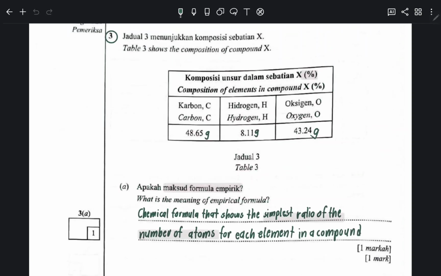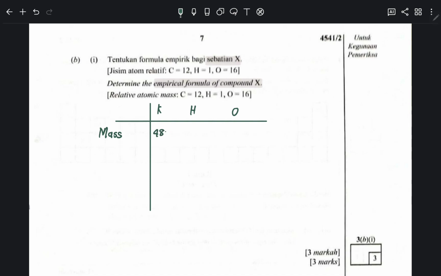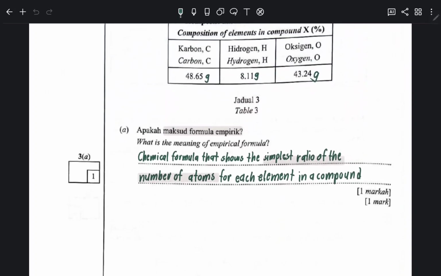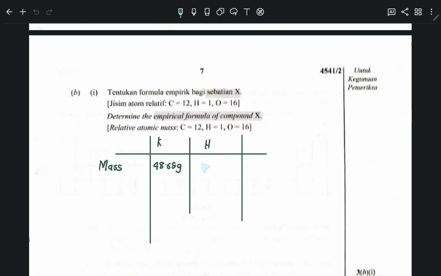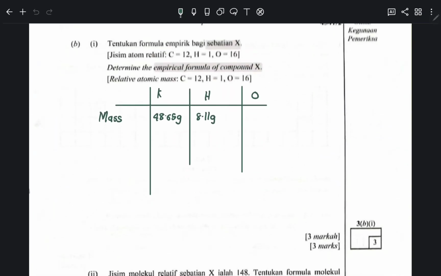For carbon you have 48.65 gram. Hydrogen, how much you have for hydrogen? I have 8.11 gram. And oxygen is 43.24 gram.